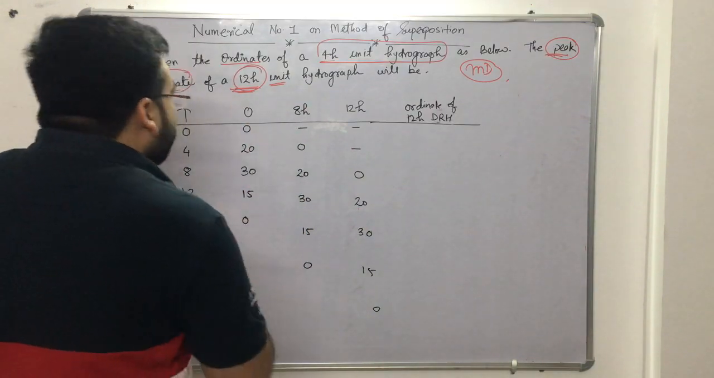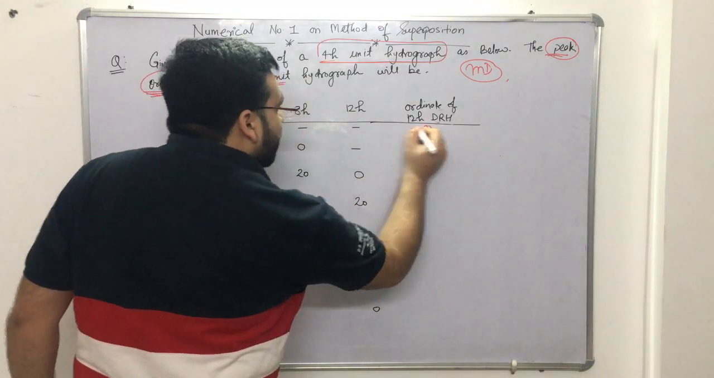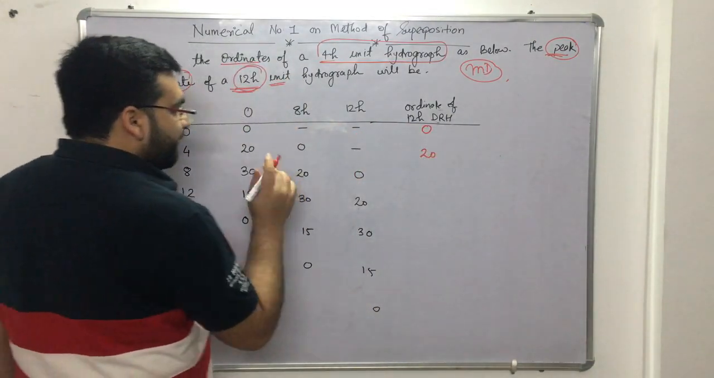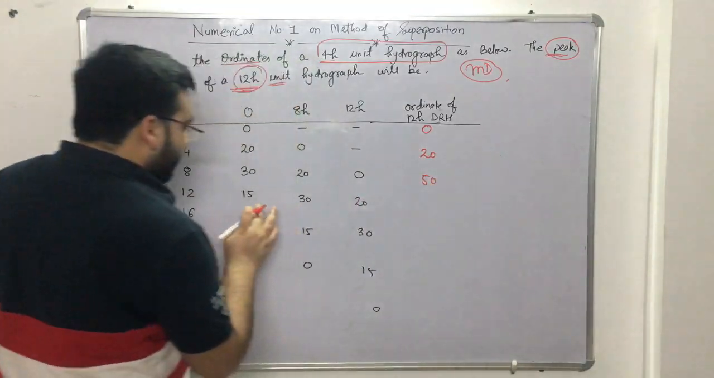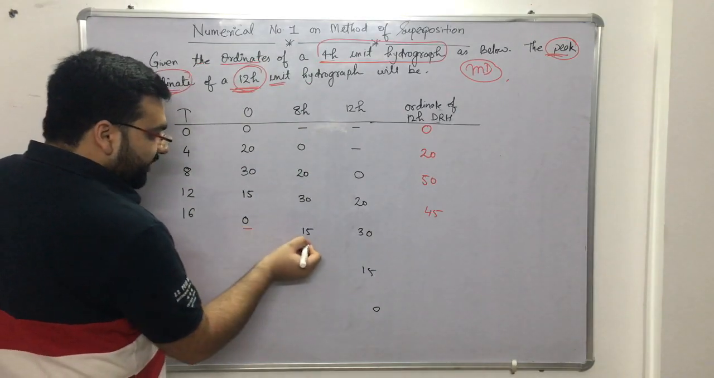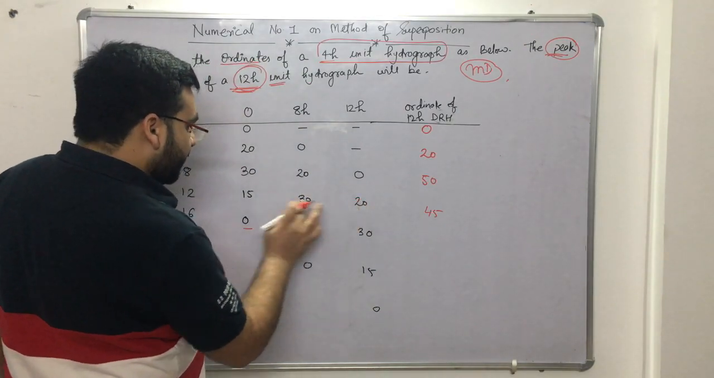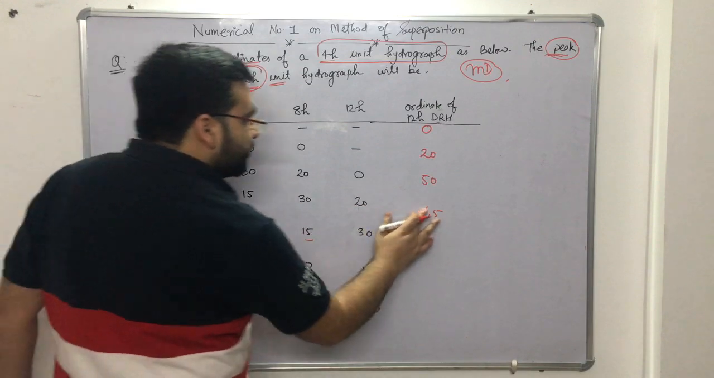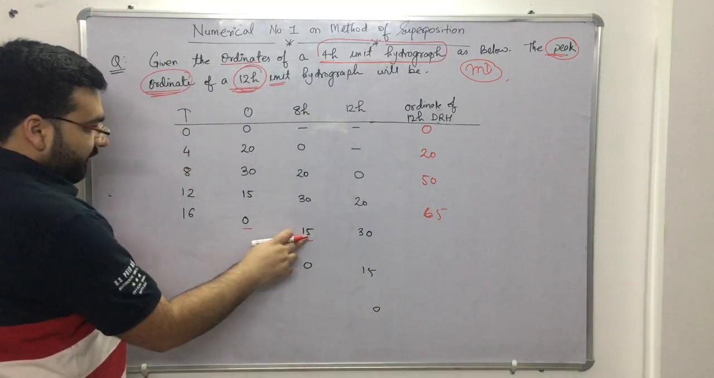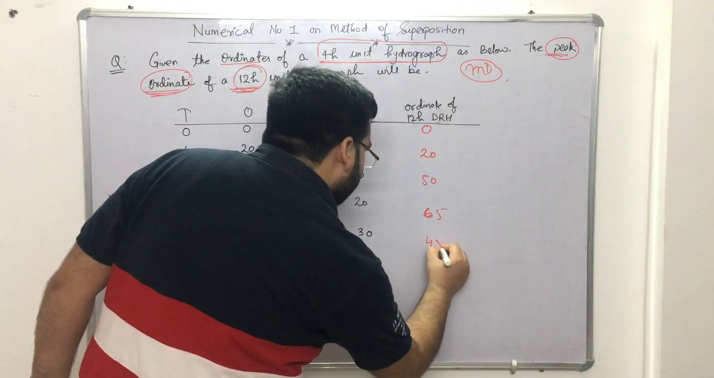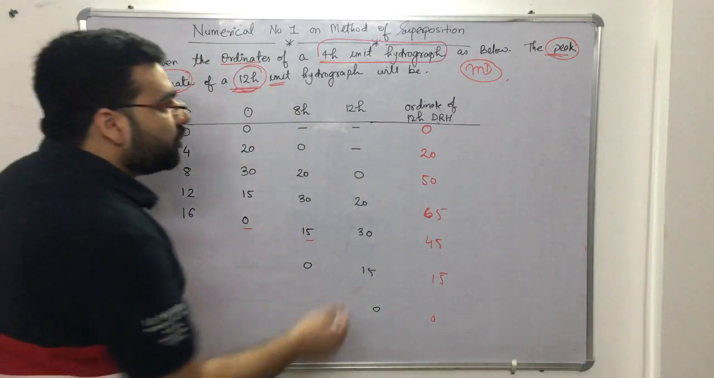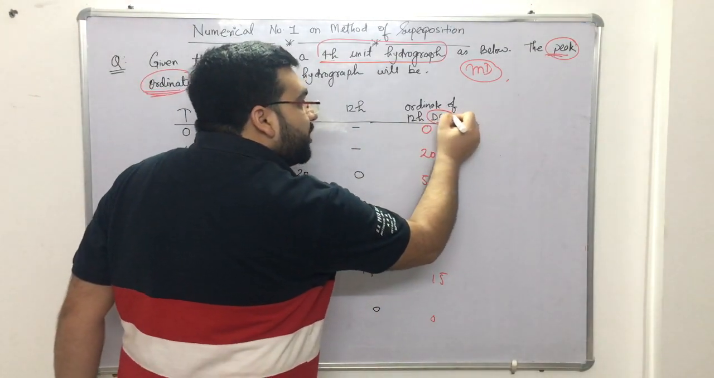So this is 0, adding it, 0, this will be 20. This will be 30 plus 20 is 50, right? This will be 15 plus 30, 45. This will be 0 plus 15. This will be not 45, 45 plus 20, 65. This will be 15 plus 30, 45. And this will be 15, and this will be 0. So these are the ordinates of a 12-hour direct runoff hydrograph.